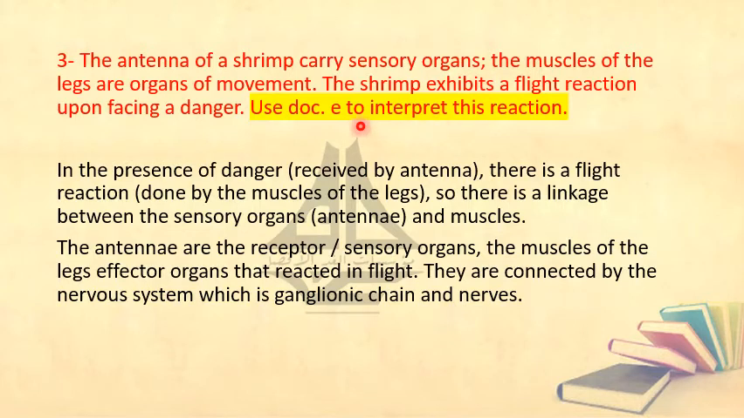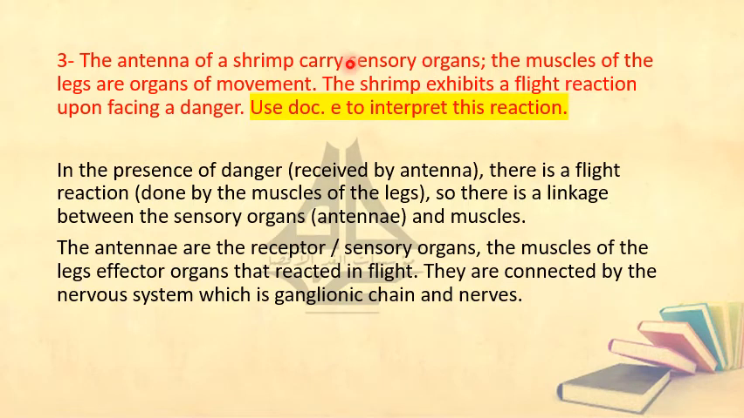Use document E to interpret this reaction. They want you to interpret this reaction. In this reaction, what was the variable and what was the result? In order to interpret, then we will conclude. The variable is the danger. When there is danger, what happens? There is a flight reaction, right? So what can you conclude from this analysis? In case of danger, the shrimp runs away or moves away.